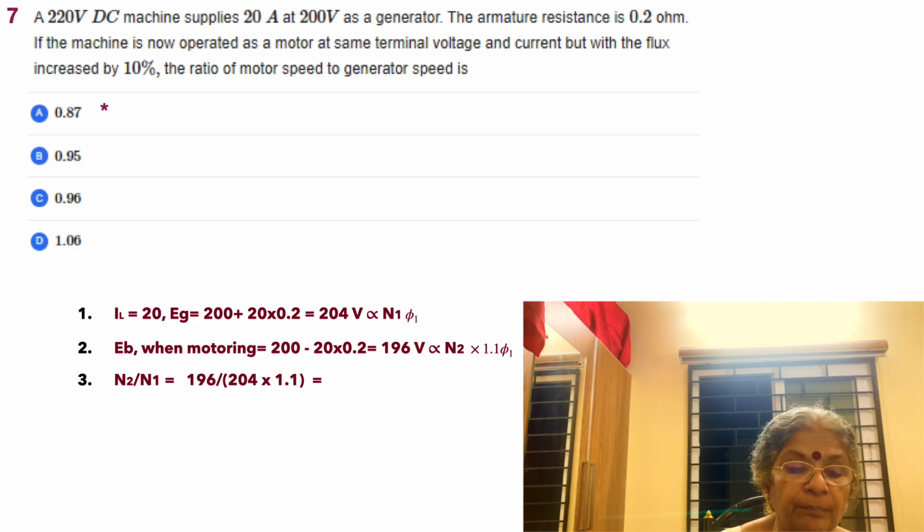Now it's simply N2 by N1. You get the ratio as equal to 196 divided by 204 into 1.1. What is 196? That is the new voltage. What is 204? The old voltage. And 1.1, that's the flux change. So you can see that the answer is equal to 0.87. Of the different answers, it's very clear that 1.06 is not correct. 0.97 and 0.96 seem to be too large. So without calculation, we can definitely go for option A.